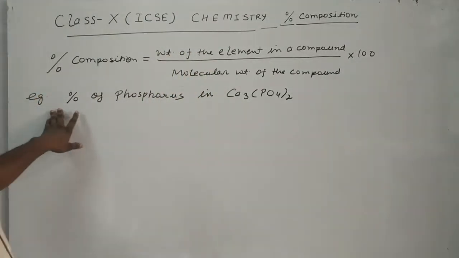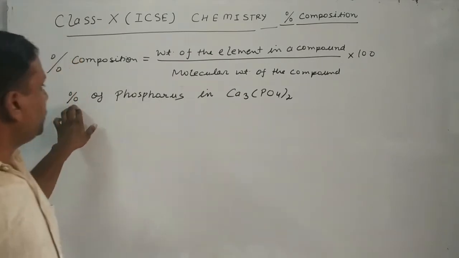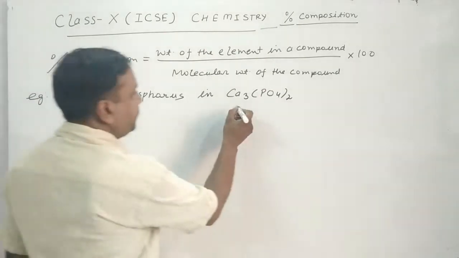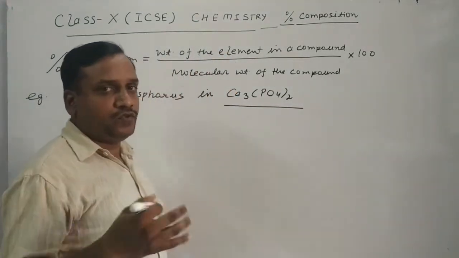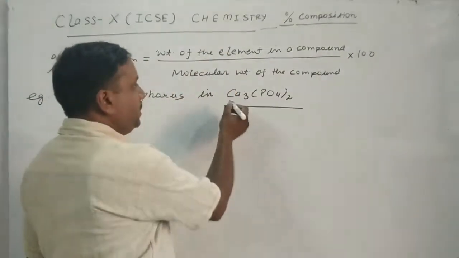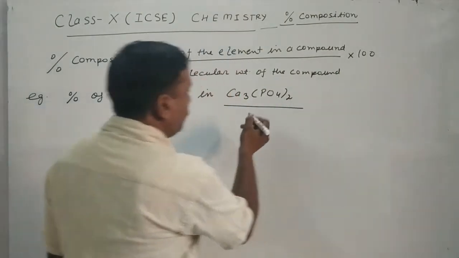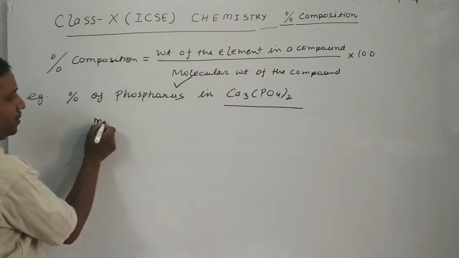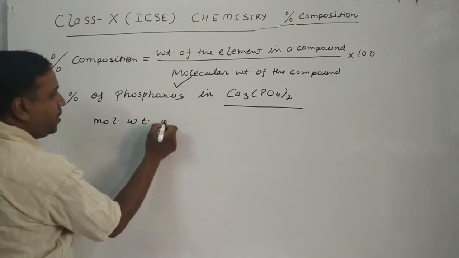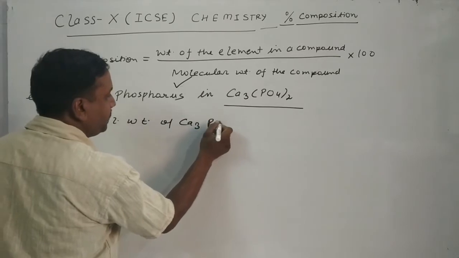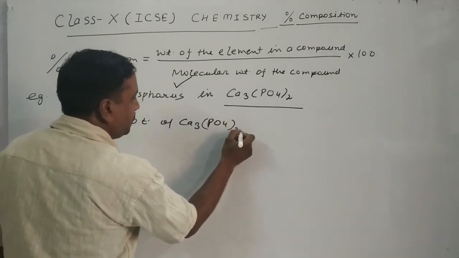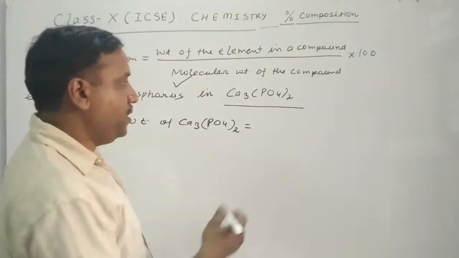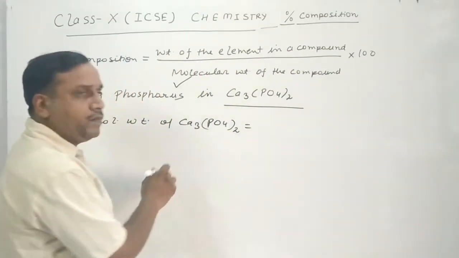Suppose in this question you have to calculate the percentage of phosphorus in calcium phosphate. The formula should be known, otherwise you have to frame the formula: Ca3(PO4)2. First you will calculate the molecular weight. What is the molecular weight of calcium phosphate? You will be provided the atomic weight of each element, and then by using them you can calculate the molecular weight.